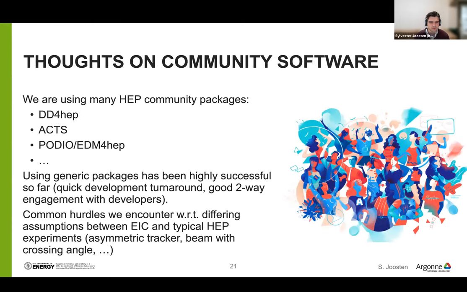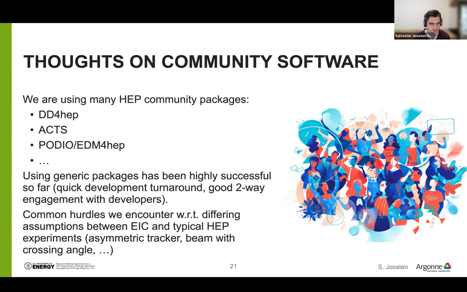Some brief thoughts on community software. So we're using many HEP community packages like EDM4Hep, ACTS, Pod.io, and many more that are really entrenched, like Geant4, ROOT, etc. Using generic packages has been highly successful so far. We've had quick development turnarounds and good two-way engagement with developers. However, I did want to mention for this meeting in particular that there are some common hurdles that we encounter in a lot of different software packages.